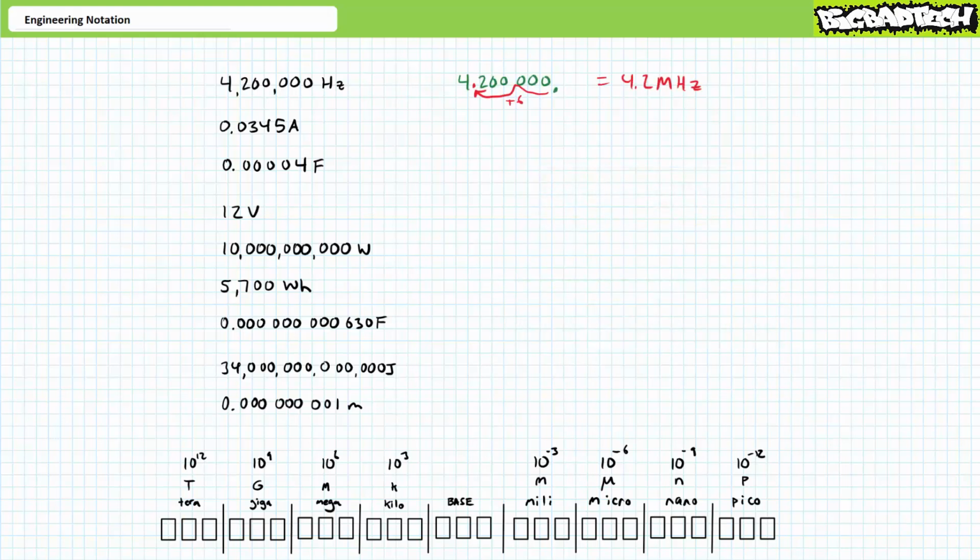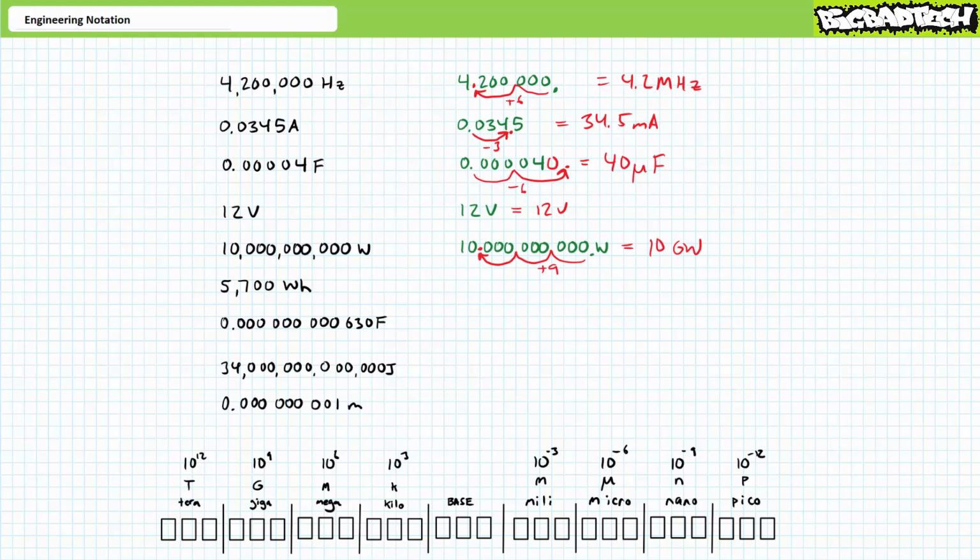For our first example, 4,200,000 hertz is more appropriately expressed as 4.2 megahertz. Our next entry, 0.0345 amps, is more appropriately represented as 34.5 milliamps. Our next example, 0.00004 farads, is more appropriately represented as 40 microfarads. Our next example, 12 volts, is already in proper engineering format, so 12 volts is most appropriately expressed as 12 volts.